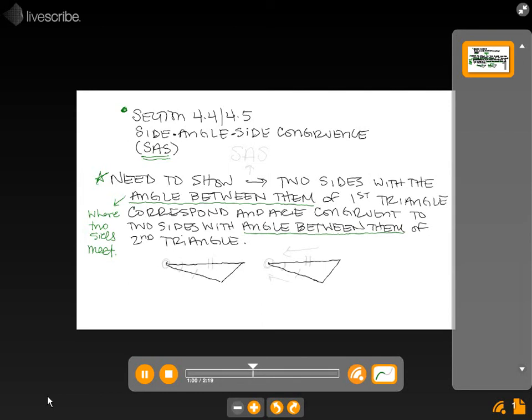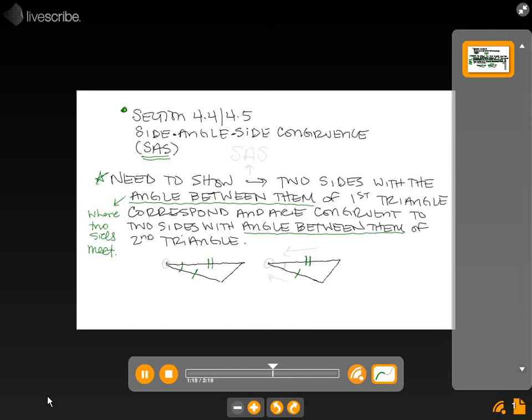Okay, so let's talk about what this looks like in our picture. If we look, we have two triangles that look like they're congruent. So let's mark them. We need two sets of sides. Those two sides are in the same spot. They correspond. This is the longest side of both. Okay, so they would be congruent.